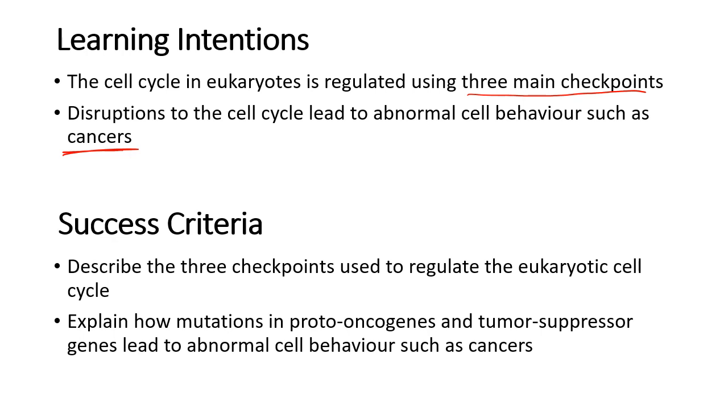So after this video, you should be able to describe the three main checkpoints that cells use to regulate the cycle in eukaryotes, and then explain how mutations in two different types of genes lead to cancer.